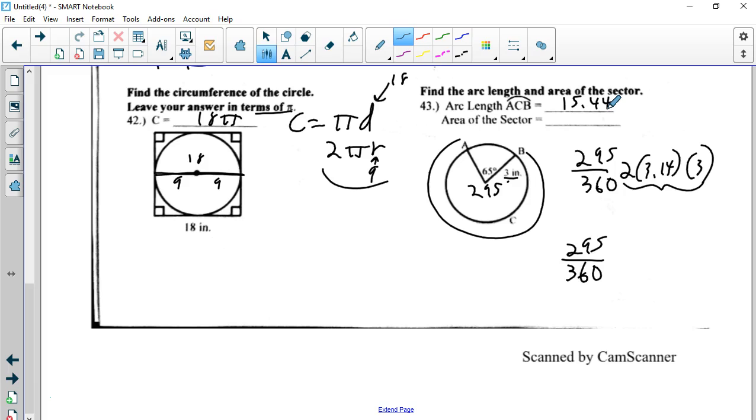Now, to find the area of the sector, we're going to take central angle divided by 360 times the area formula, pi r squared. Now when you crunch those numbers, you end up with 23.16.